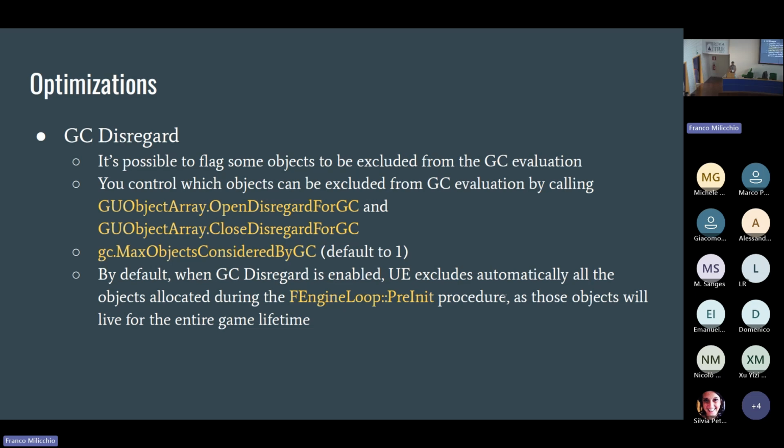Another optimization is the GC disregard. It is possible to flag some objects to be excluded from the GC evaluation, so the GC will skip those objects totally. You can control which objects are excluded by calling those two methods. You call the first method, then you allocate as many objects as you want, and then you call the second method. All the objects that you created in the middle will be excluded from the GC evaluation.